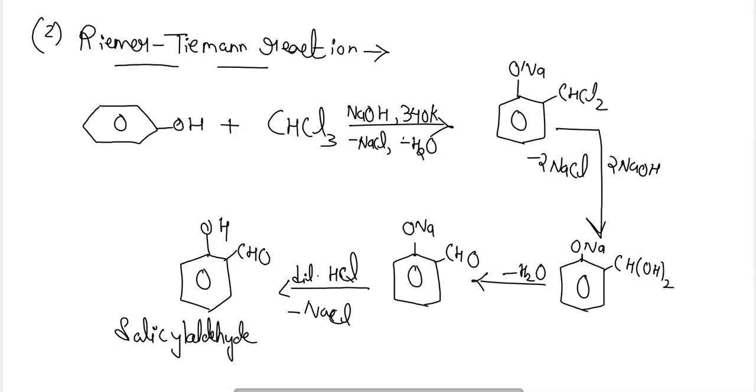So these were the reactions of phenols, that is the Reimer-Tiemann reaction and Kolbe's reaction. Okay, so in the next class we will see the tests for alcohols, and we will end this chapter. 2 or 3 tests will be there which we have to study, and after that the alcohol and phenol chapter will be over for us.